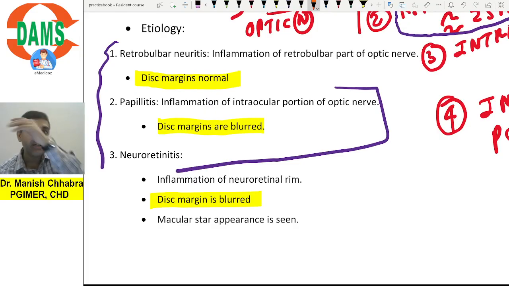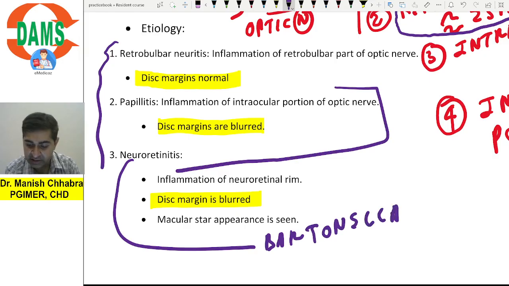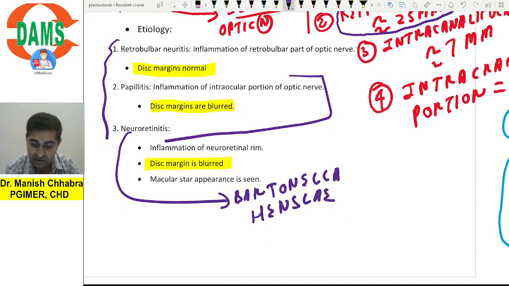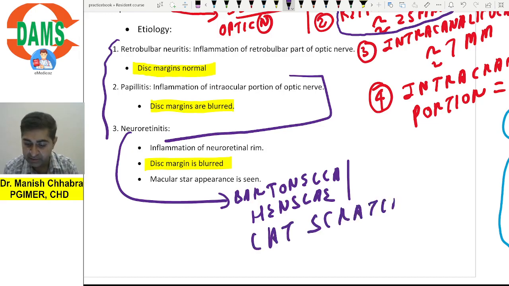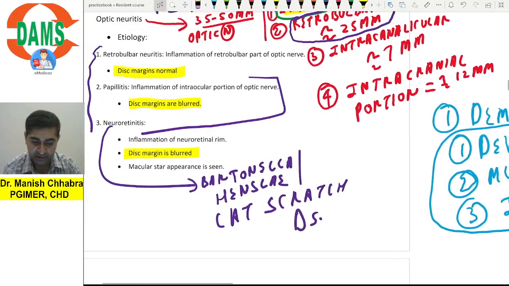Neuroretinitis is caused by one disease, Bartonella henselae. Have you ever heard of cat scratch disease? Based on etiology, this can be infectious. Bartonella henselae is the organism, and it is cat scratch disease, in which there is a typical appearance of a macular star.